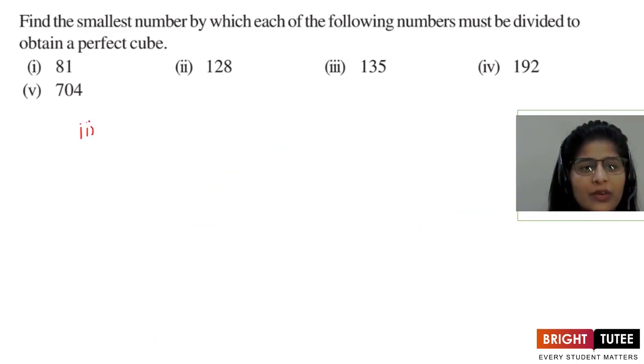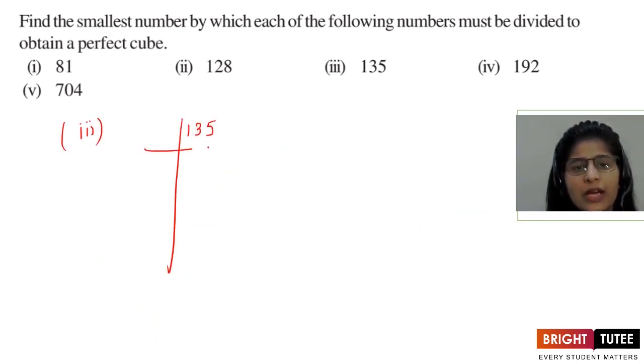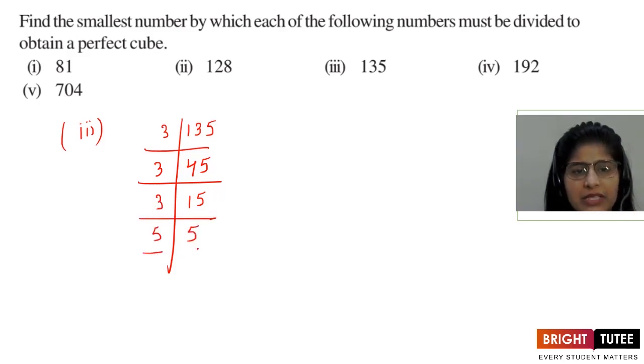In the third part, what we have? We have 135. So it is not divisible by 2. The next prime number is 3. Let's try with 3. 3 4s are 12. Then 1 is left. 3 5s are 15. 3 1s are 3. 3 5s are 15. Again 3 5s are 15 and 5 1s are 5. So 135 is written as 3 times 3 and 1 time 5.